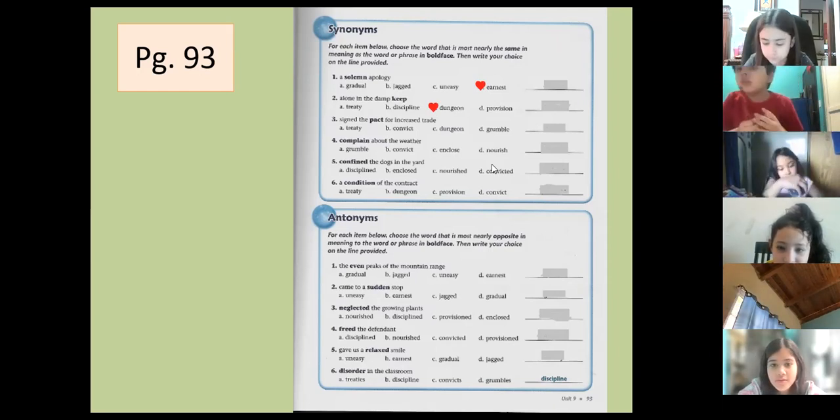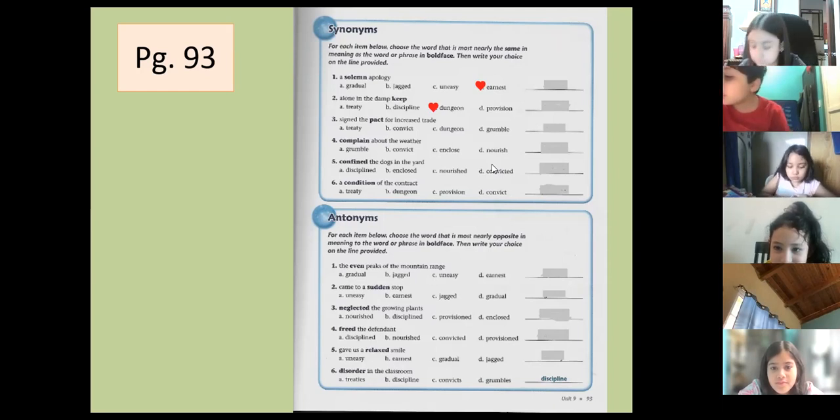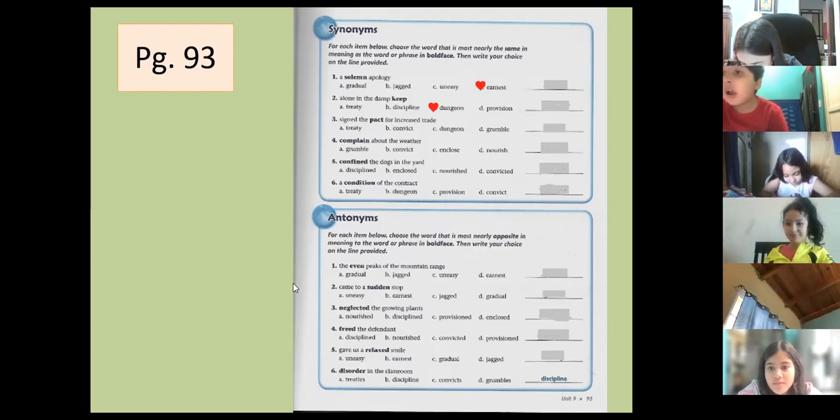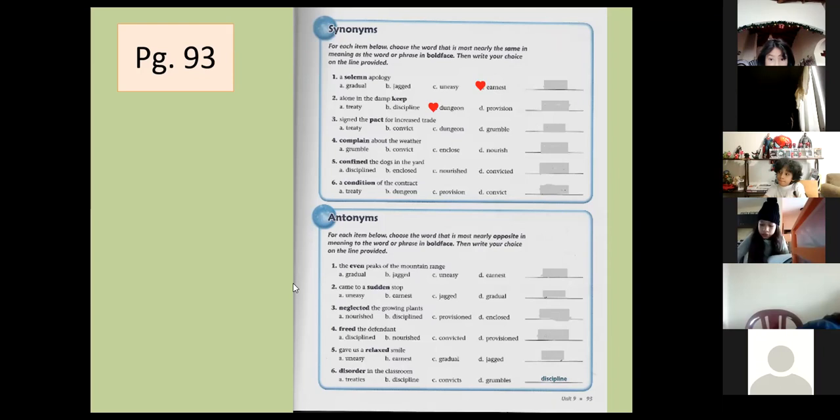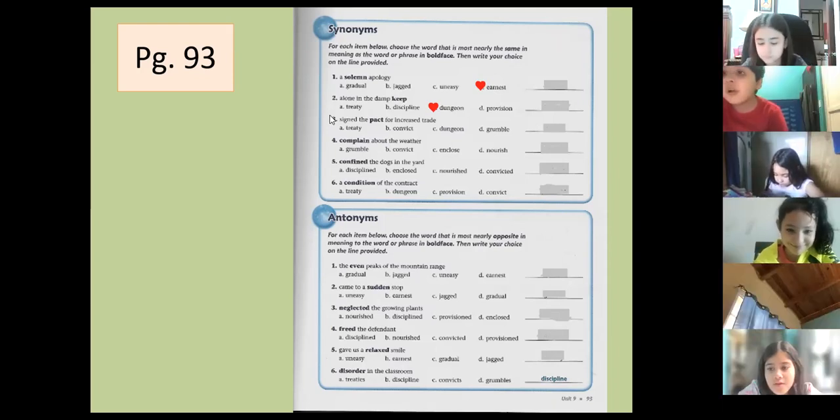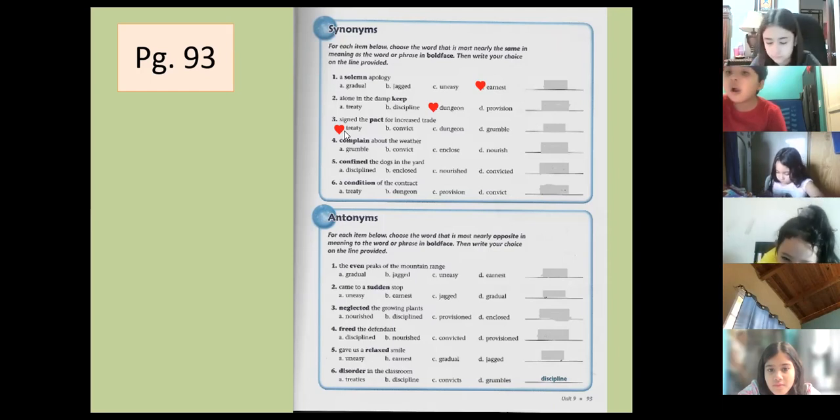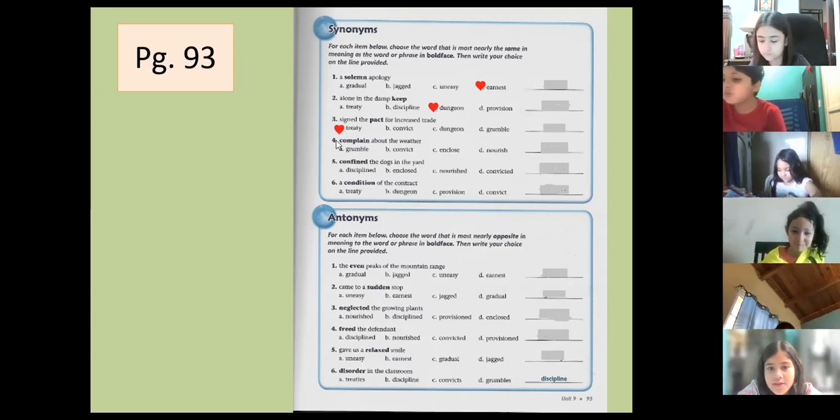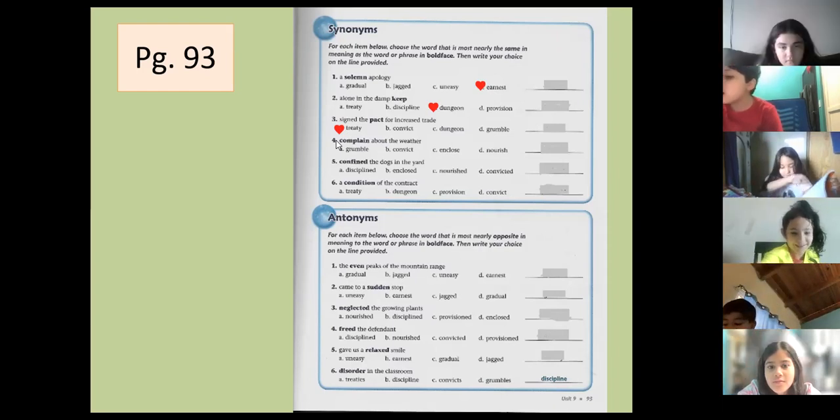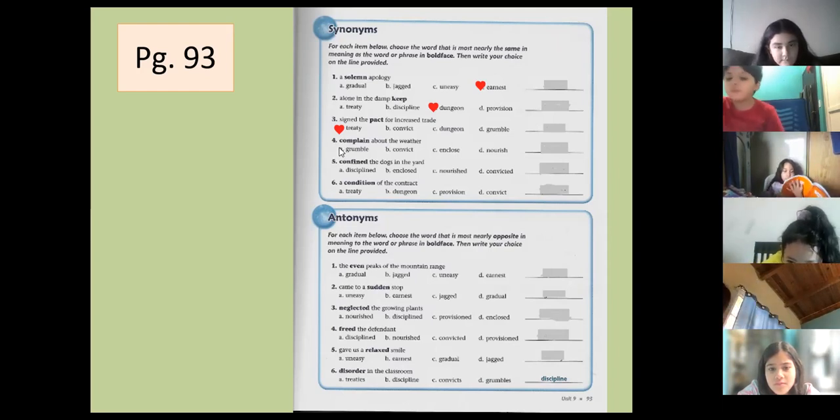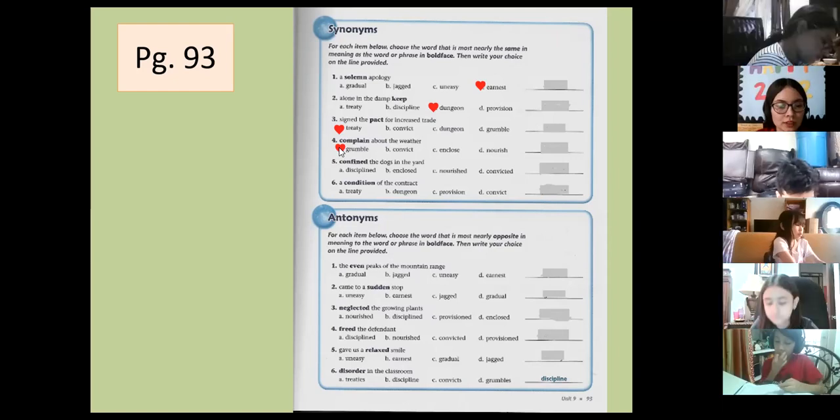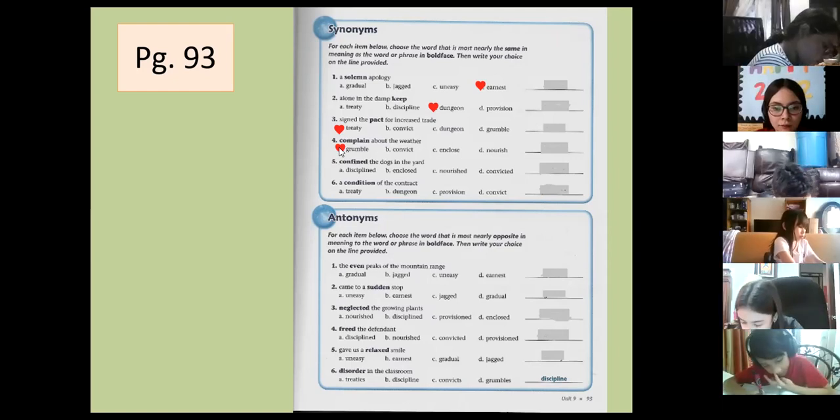What about number 3? Sign the pact for increased trading. It's a pact. You are making an agreement with someone. It's treaty. That's right. You are making a treaty. Treaty. That's number 3. What about number 4? Complain about the weather. You're complaining. Nourish. Nourish is to give food, to feed. No. Grumble. That's right. Excellent. Letter A. Grumble means to complain also. It's a synonym.